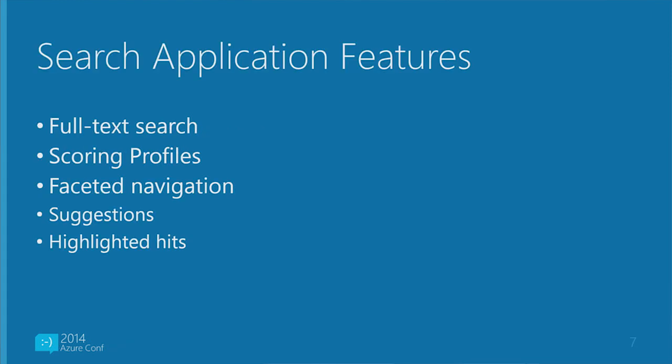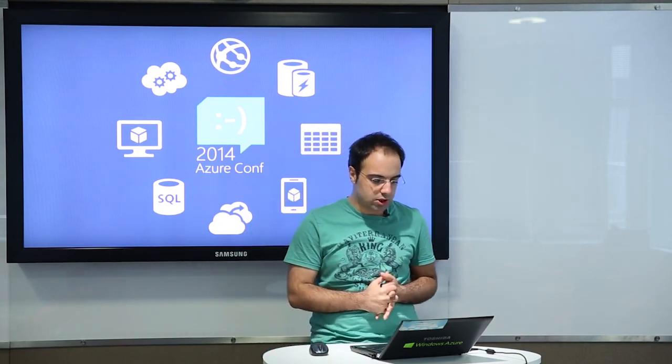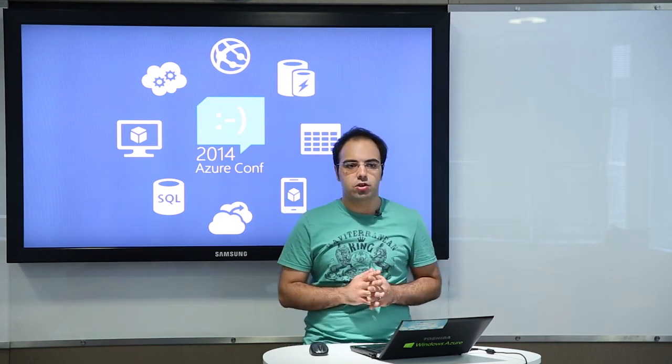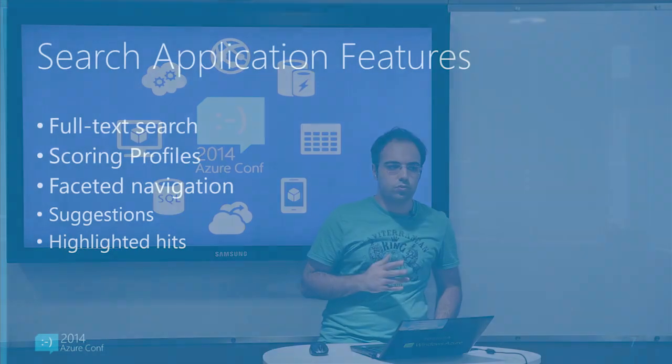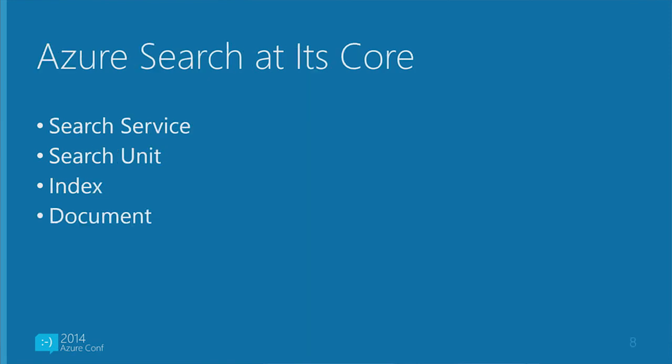So the Azure Search application features are full text search, scoring profiles, faceted navigation, suggestions, and highlighted hits. These are the bullet points actually, and if we want to drill down into those, we are going to see them inside our demos, what we can do with them and how they work inside Azure Search. But if you look at Azure Search at its core, it's actually four fundamental parts. One of them is a search service, which is the whole container, if you look at it that way.